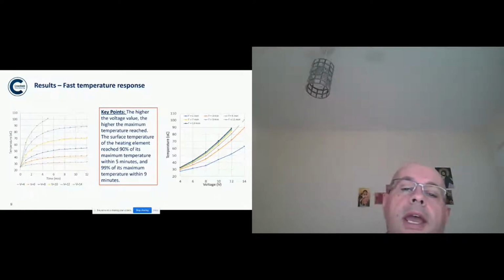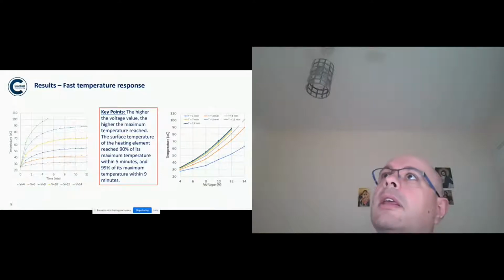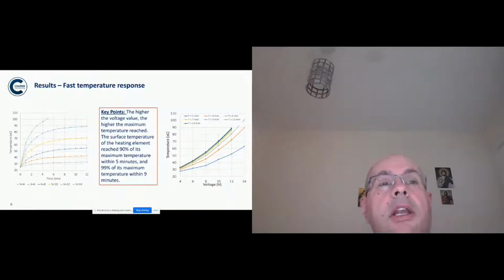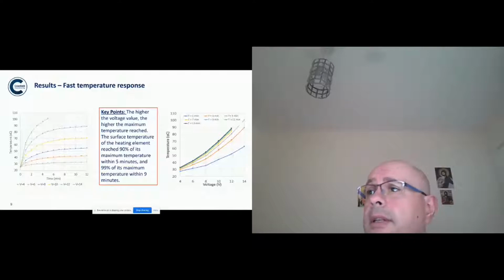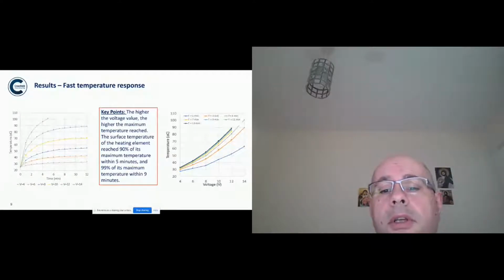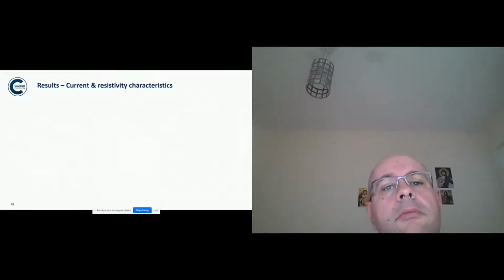record it. And crucially, the interesting thing here is that the surface temperature of the heating element reached 90% of its maximum temperature quite fast. Within 5 minutes, it appeared to reach its maximum temperature, and within 9 minutes, it had reached 99% of its maximum temperature. So we kind of validated our hypothesis on the fast transmission of infrared heat energy.